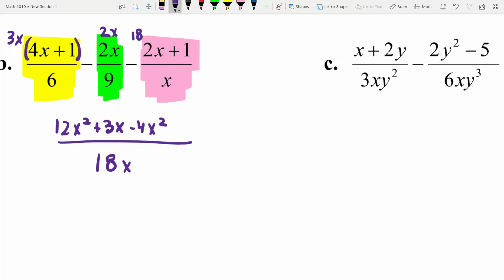Therefore, I have to multiply the top by 18. Now watch this right here, okay? This is killing my 1050 students because they're forgetting to distribute the negative. You guys, what I'm doing is I'm distributing a negative 18 to 2x plus 1. So negative 18 times 2 is a negative 36x, and negative 18 times a positive 1 is a negative 18.